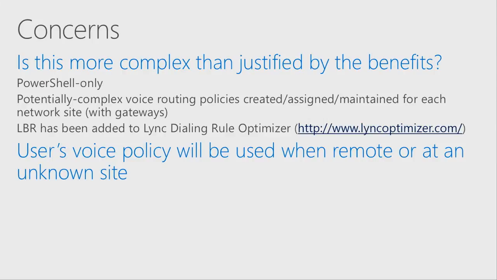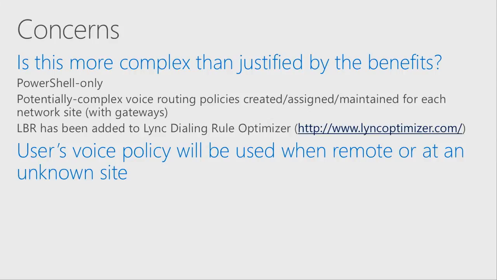But a shout out to Ken down here. The Lync dialing rule optimizer at linkoptimizer.com that is not associated with Buchanan Technologies at all. That has some support for location-based routing in there, knows where your gateways are. And talk to Ken or go to his session later and find out more about how that's in there.